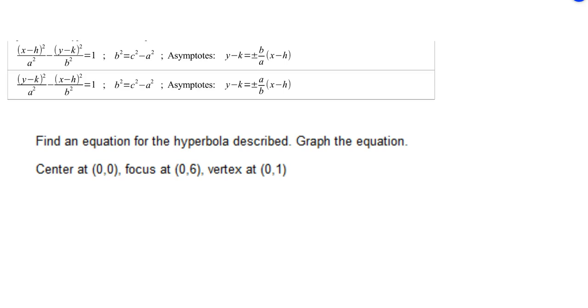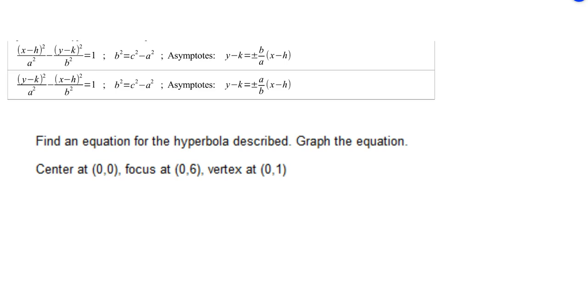We have those same variables in the other equation, but the major difference is that in the first equation our x term is positive, but in the second equation, the y term is positive. And that's going to help us to determine the orientation. So when our x term is positive, we have a horizontal orientation. When our y term is positive, we have a vertical orientation.